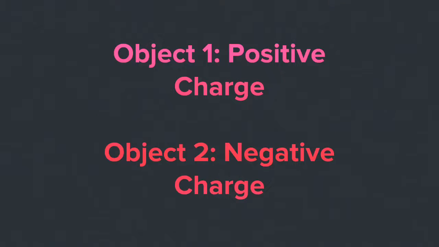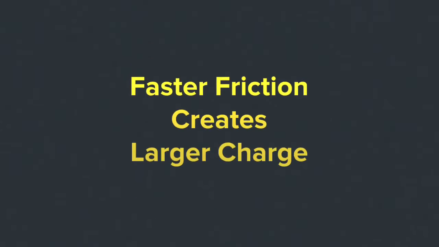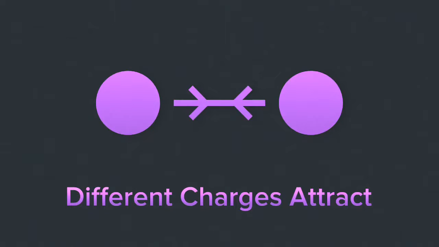This would make one object have a positive charge while the surface of the other object would have a negative charge. And rubbing the two objects together faster would create a larger charge. This is because more electrons would get transported to the object's surface. And when the items have different charges from each other, they would attract.